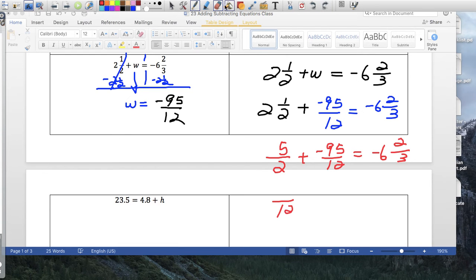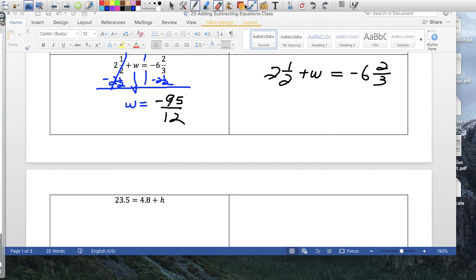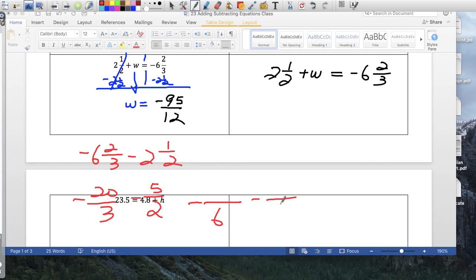Let me erase all this. Leave that. So did I do anything wrong here? It's minus, and then let me just do this again. Negative 6 2/3 minus 2.5. Negative 20 over 3, minus 5 over 2, right? LCM is 6. 3 times 2 is 6, and times 2 is 40. Times 3, and it's 15. So I should have gotten negative 55 over 6. Where's that 12 coming from? So the answer here, it's negative 55 over 6. Interesting. What did I do?